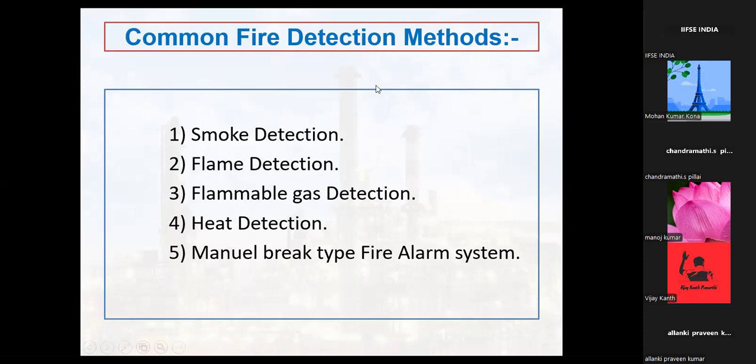The common methods of detection. What are the common fire detection methods? One is smoke detection, flame detection, flammable gas detection, heat detection, and manual fire break type of alarm system. So you know all this already. We have spoken about it in the last slides.